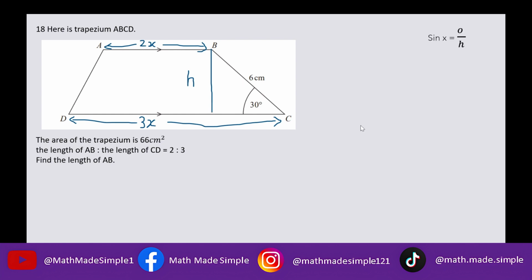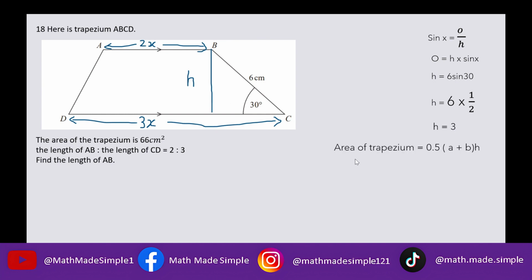So sine x equals opposite divided by hypotenuse. So 6 is the hypotenuse, this is x, and then the opposite is H, so I can rearrange for the opposite, which is the hypotenuse times by the sine of the angle. So that H would equal 6 times by sine 30, and sine 30 is one of your exact trig values, so that would be a half. So 6 times by a half equals 3, so the height is 3.